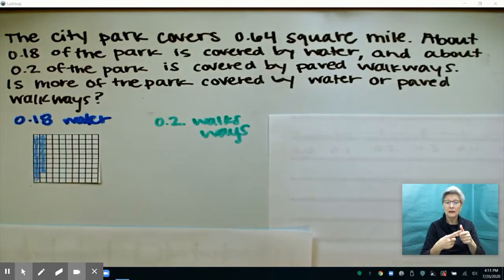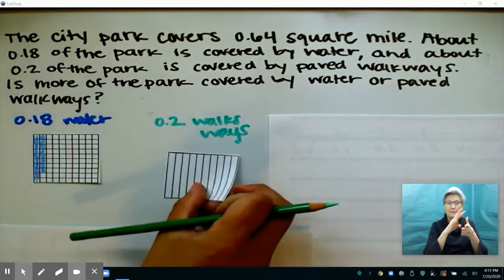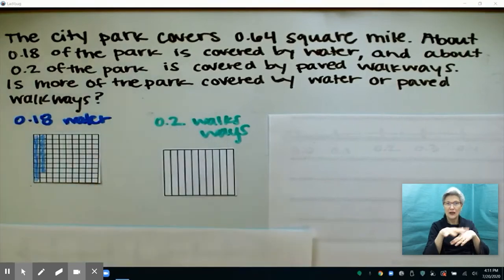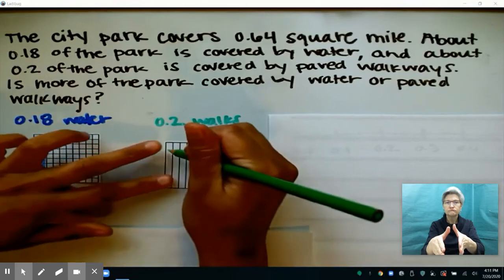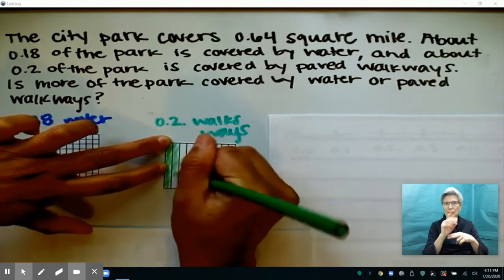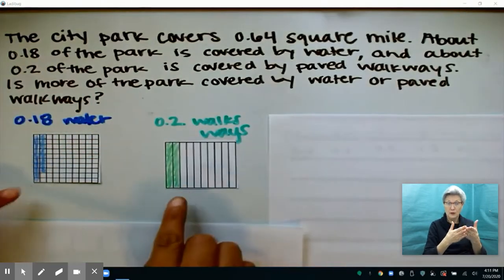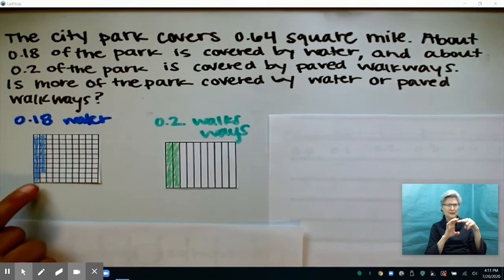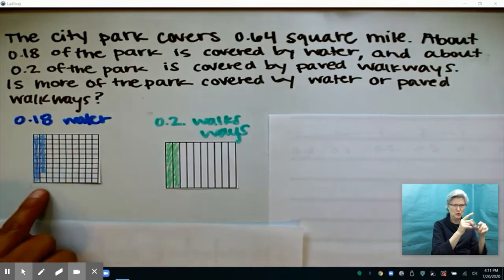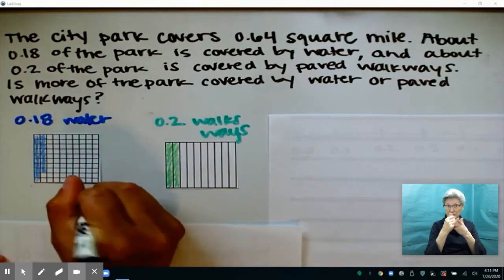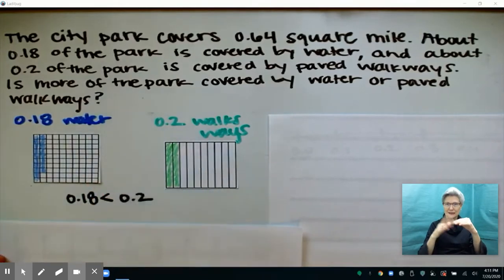Then I'm going to use a model that's separated into tenths, since this decimal tells me there's 2/10ths of the area that's covered by walkways. And so I know I need to shade 2 of my sections on my grid here. And if I shade 2 entire sections, I'm noticing now that 2/10ths is a little bit more shaded than 18/100ths, right? I have these 2 last squares in my row that aren't shaded in 18/100ths. So this model helps me find that 18/100ths is less than 2/10ths.